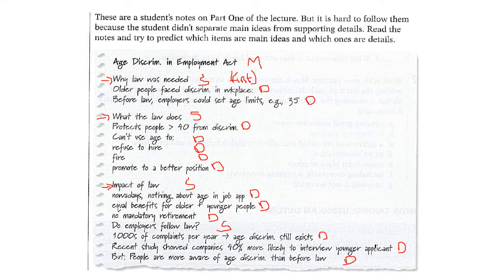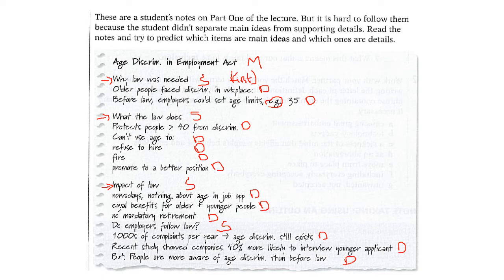Older people were discriminated against in the workplace, and before the law there were limits, for example 35, on the age at which somebody could apply for a job. These are details about why the law was needed. What does the law do? Well, it protects people over 40 from discrimination.